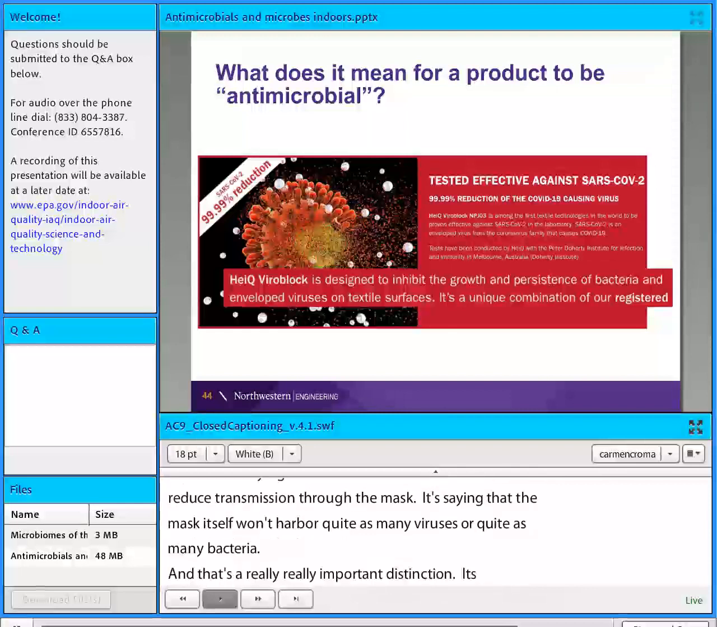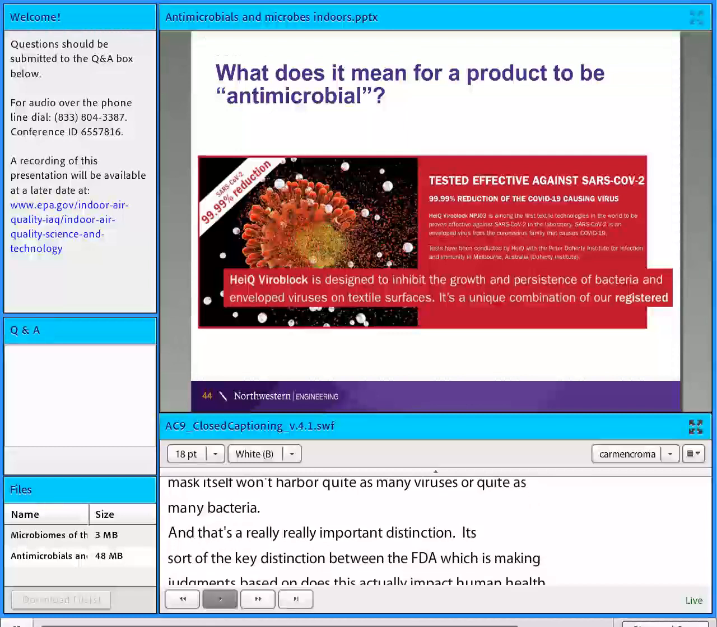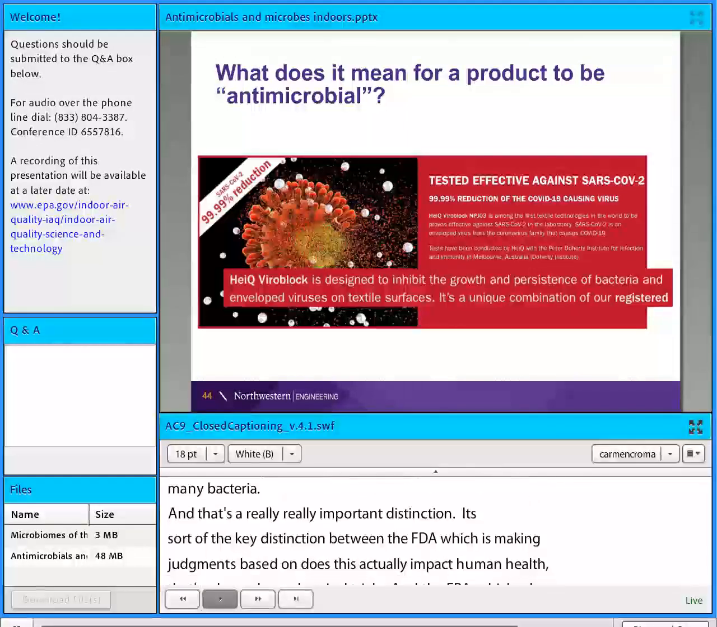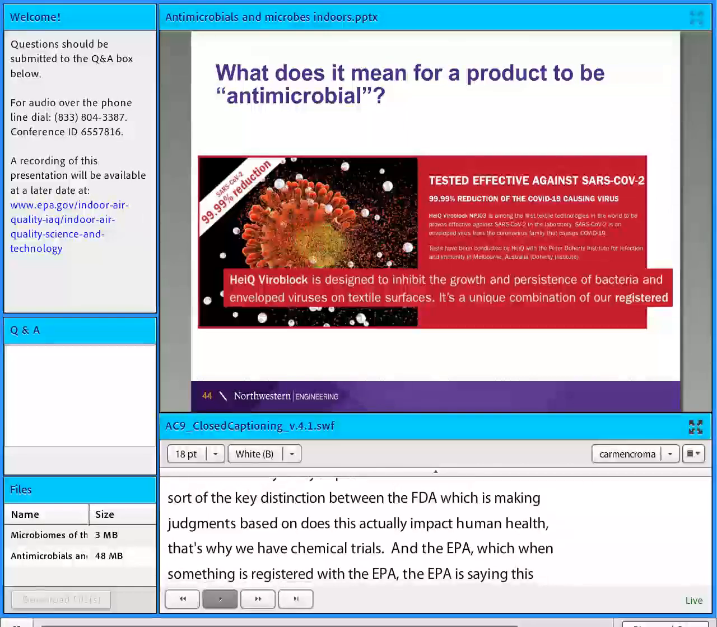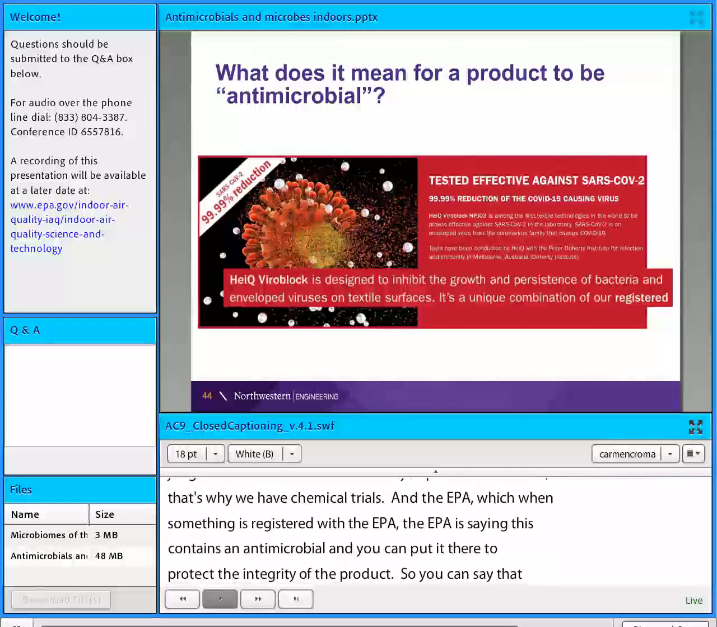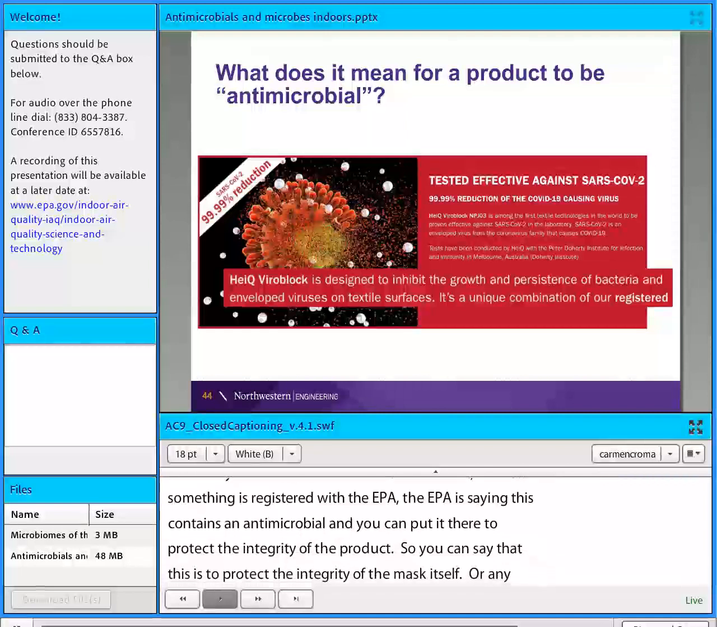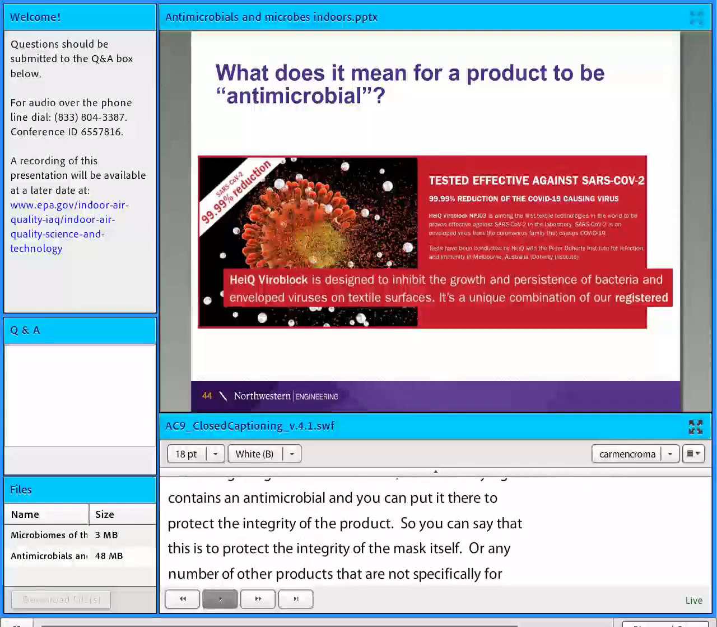It's sort of the key distinction between the FDA, which is making judgments based on whether this actually impacts human health, and that's why we have clinical trials, and the EPA, where when something is registered with the EPA, it is saying this contains an antimicrobial, and you can put it there to protect the integrity of the product. So you could say that this is to protect the integrity of the mask itself, or any number of other products that are not specifically for healthcare and are not actually shown to improve the quality of human health.